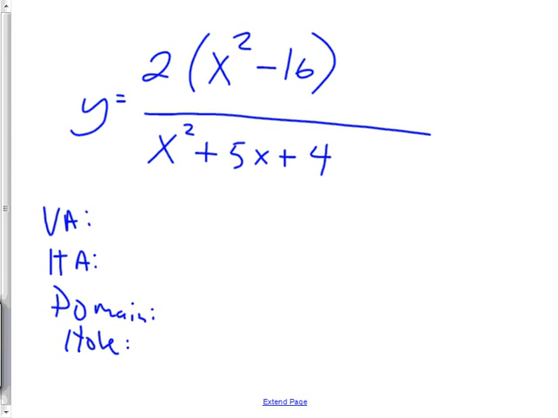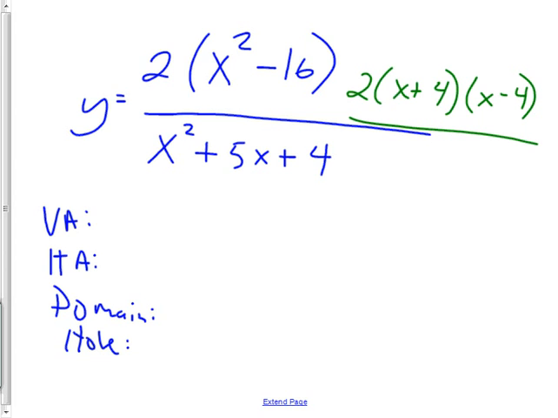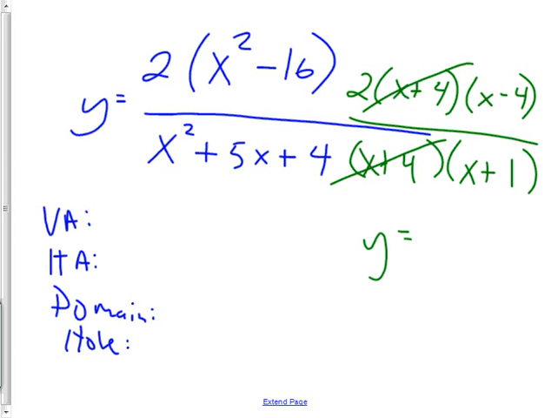On the top, we should have factored that to 2, and then an x plus 4 and an x minus 4. On the bottom, we should have factored it to x plus 4 and an x plus 1. Those cancel, and it'll help you, especially in pre-calc next year, if you rewrite the function that you have left: y equals 2x minus 4 over x plus 1. That's what I have left.